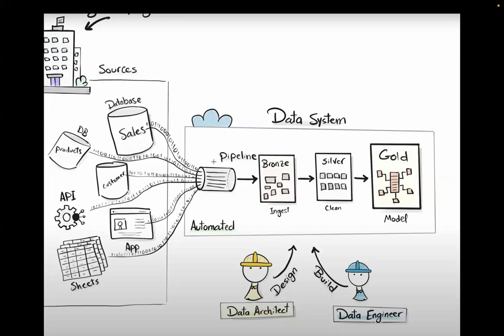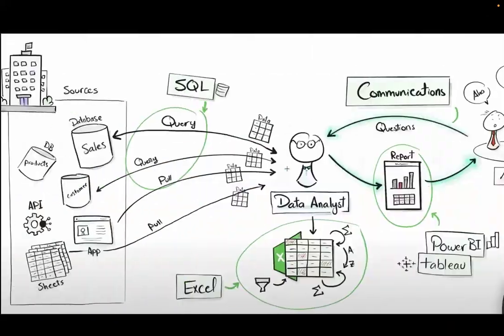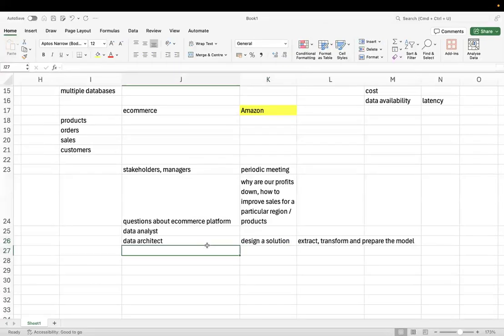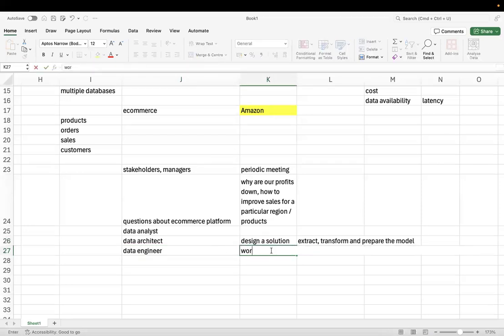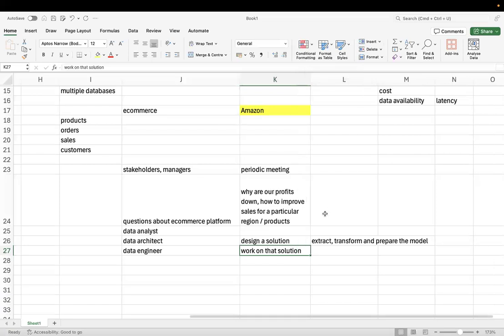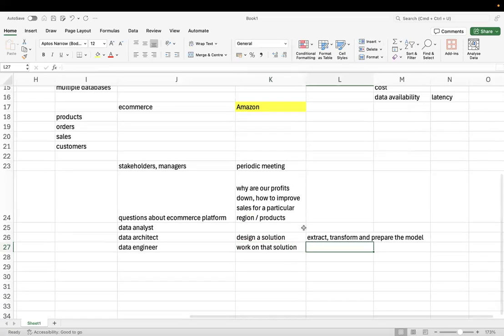So what they are going to do is design this data system. They are not going to use this, they are going to design this and present it to somebody called a data engineer. Now the data architect is going to explain this solution to the data engineer, and the data engineer is somebody who is going to work on that solution. Guys, please feel free to ask me. This is just to clarify the roles.